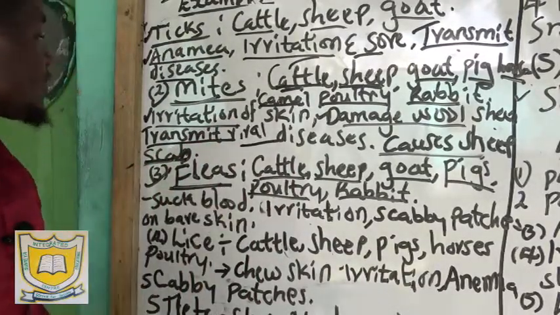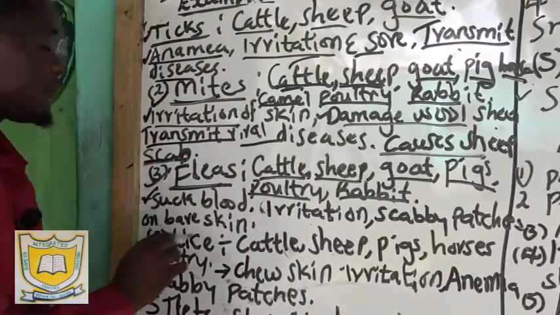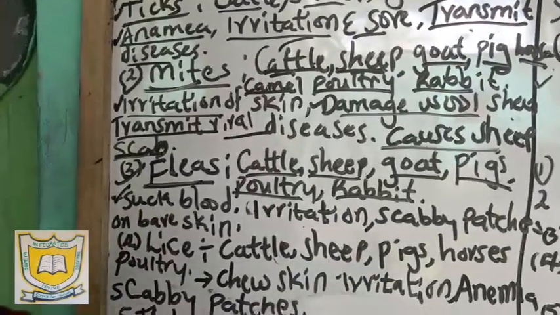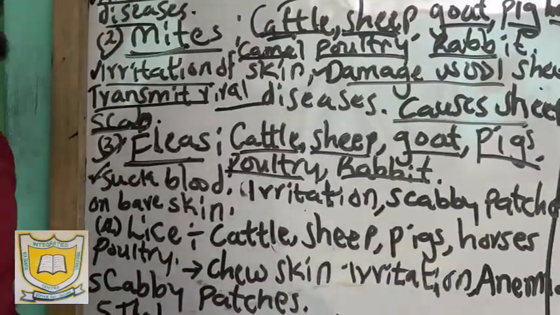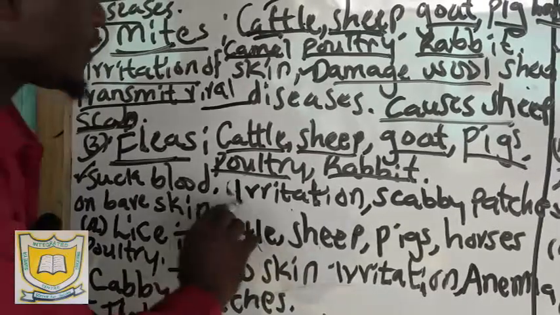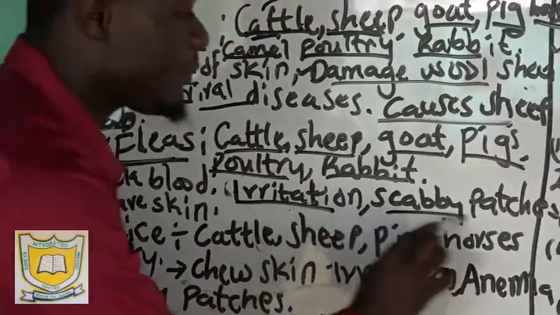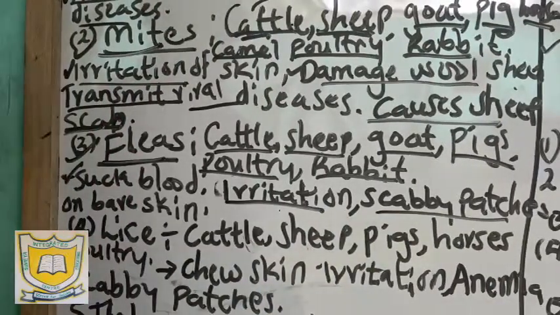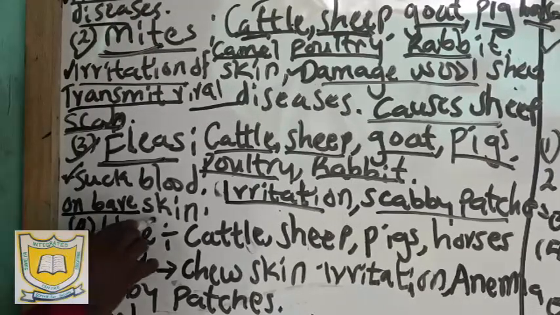What are the effects of these fleas? Number one, they suck blood from the host. They may suck blood from cattle, sheep, or any other host. Then also, they cause irritation. Then they cause scabby patches. Those ones I've already discussed. Then it causes a bare skin.